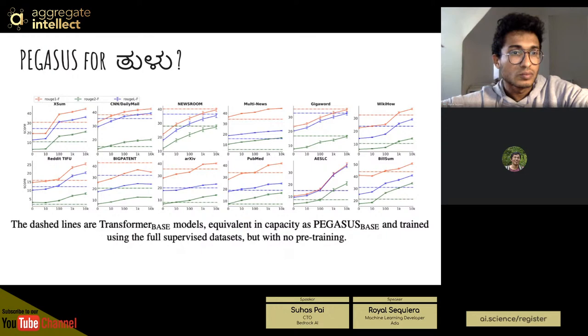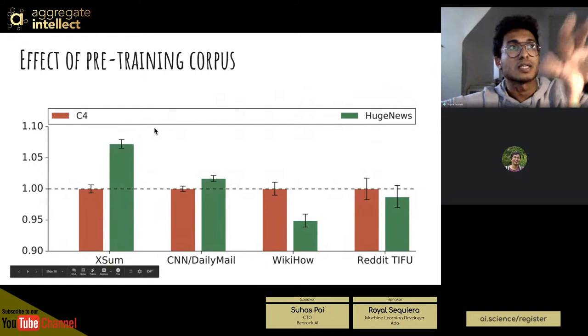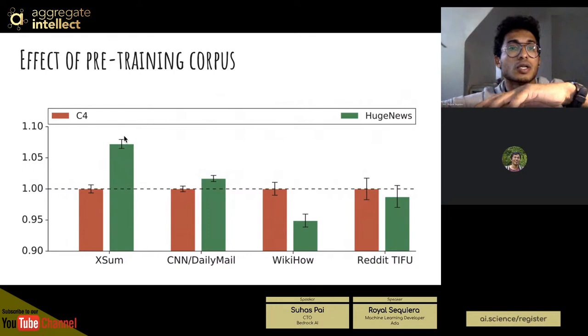Right. Yeah, we can talk about the human evaluation experiments. I also wanted to mention, since we are on this thread, some of the other experiments that they did before they moved on to the Pegasus large model. For example, they looked at what is the effect of corpus, right? So we discussed earlier, there is huge news and there is C4. These are the two pre-training data sets that they use. So what is the effect of these data sets on the downstream task?